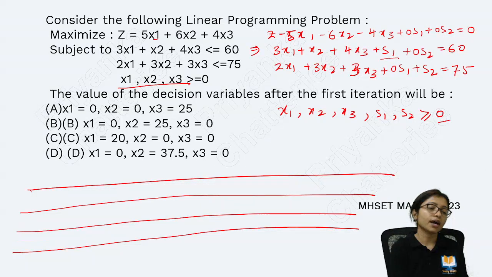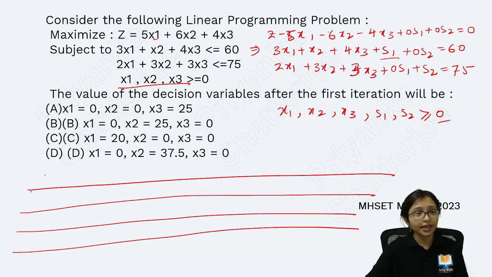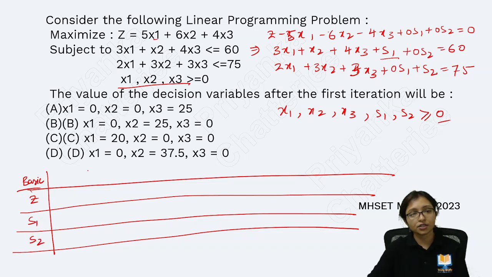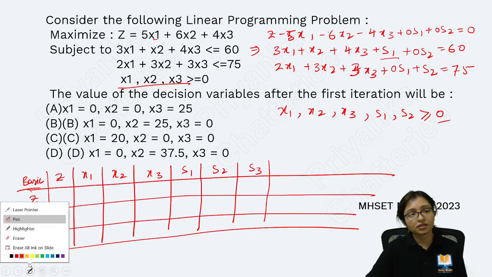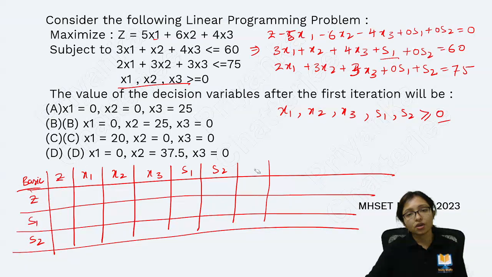I solved it in my notebook also. Here you will get like this. This is your basic table. In the basic table you are entering z, after that s1, then s2. Here you are entering z, and what are the values here? x1, x2, x3, s1, s2. s3 is not there, sorry, only s1 and s2, and then the solution.